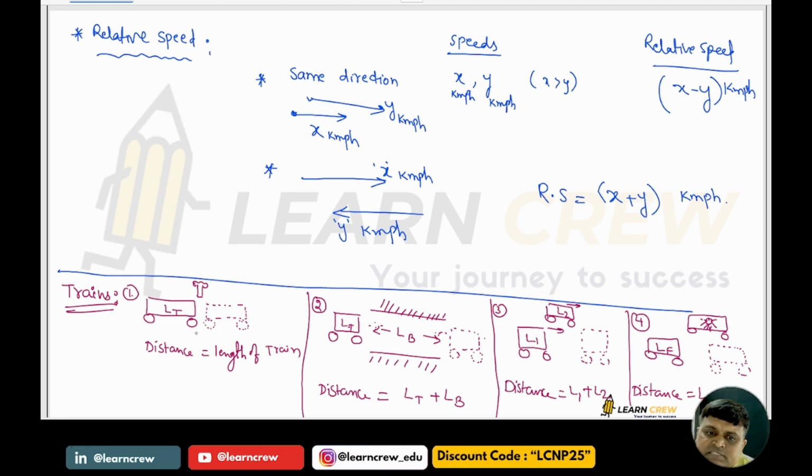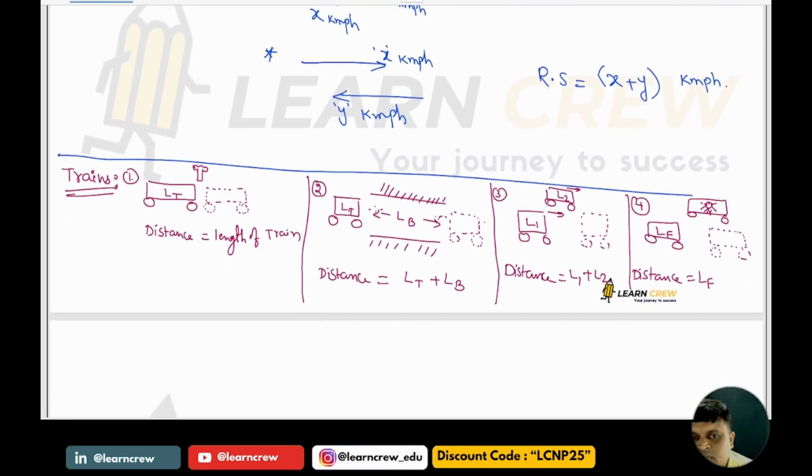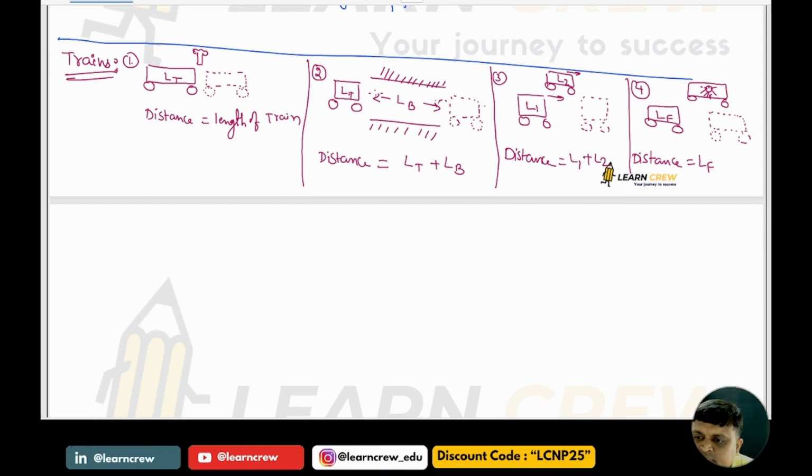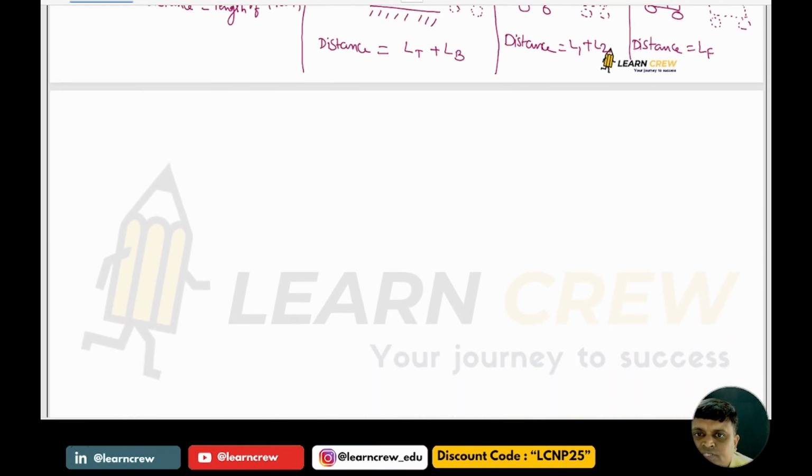So here once again, the first case is a train passing a tree or a man or a pole, a train passing a platform, a train passing another train, a train passing a man in the other train. In this case, the distance covered is equal to the length of the faster train. Right. So the basic introduction to the application of time, speed and distance on trains is done.